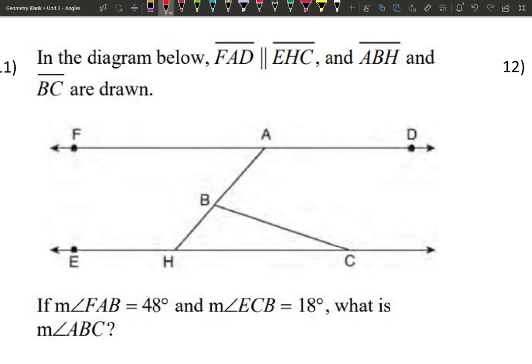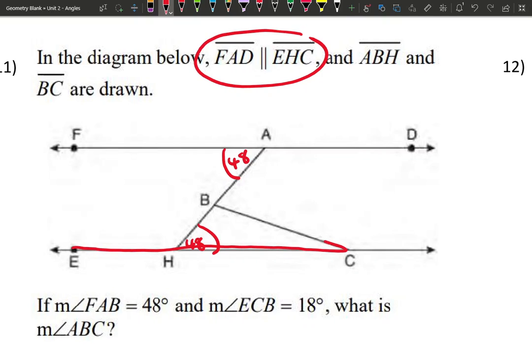If the measure of angle FAB is 48, so F to A to B is this one, so that's 48. We know that they're parallel. I'm going to write my 48 right there as well. And the measure of angle ECB is 18. So E to C to B is this corner. So ECB is 18, so that's this little piece right here. What is the measure of angle ABC? Oh, okay, so that's this little piece right here.